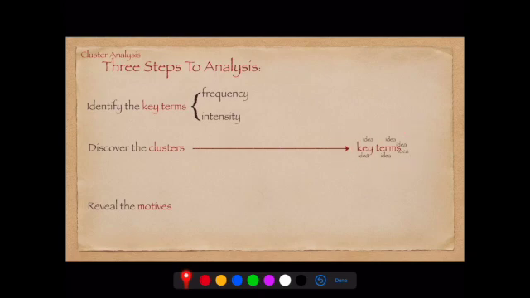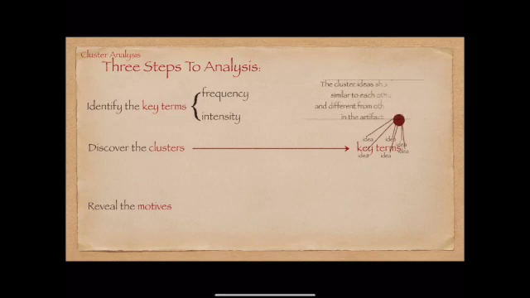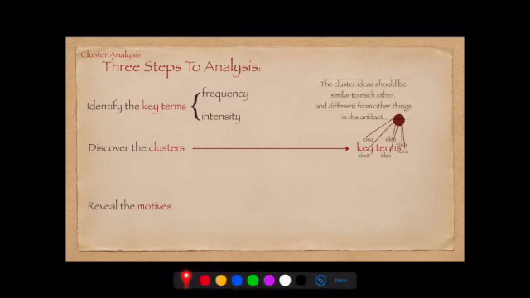That's the pay dirt. Now, once you have gone that far, remember that the clustered ideas, hopefully, will be somewhat similar to each other, but different from other things in the artifact. That's, again, the pay dirt. That's kind of what we're hoping for, all right? So, identify your key terms, frequency and intensity. Look for the clusters, get those key terms, and then figure out what the ideas are, especially the similar ideas that are gathering around your key term.